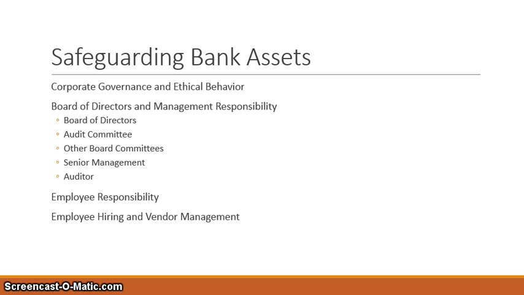Senior management oversees the staff of the bank, and then the auditors, again, are the people who are evaluating the bank's internal controls and whether or not the employees are following the rules. Employees are also responsible for following the rules, doing ethical things, and blowing the whistle when they see unethical behavior. That's not an easy thing to do, but it is considered a responsibility.